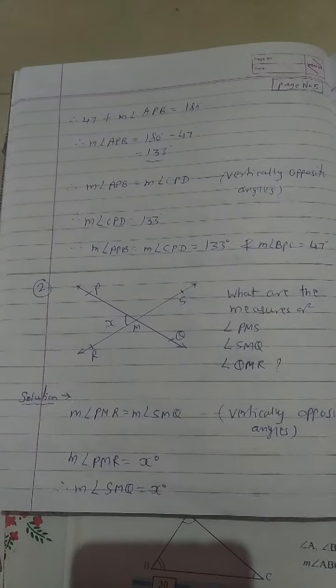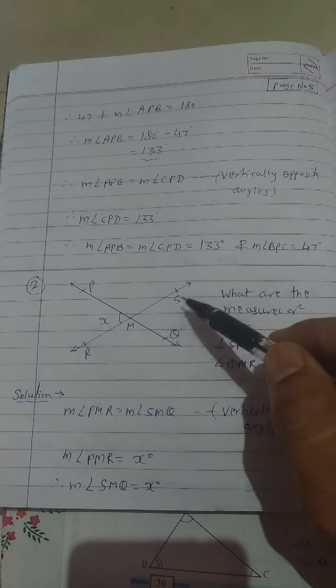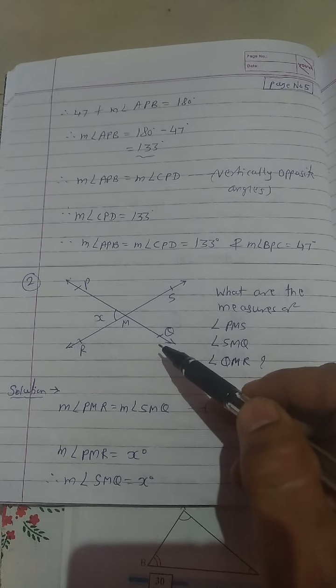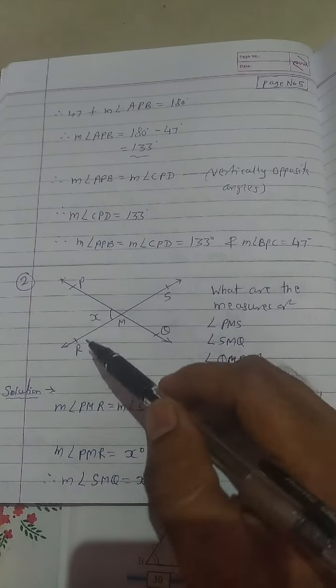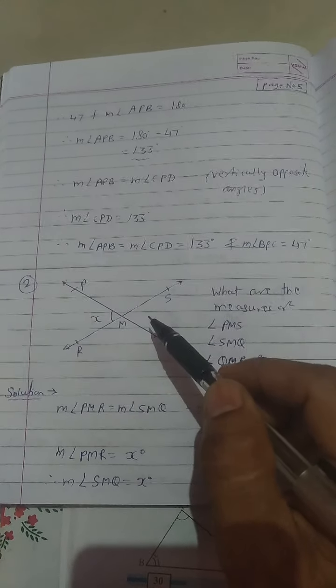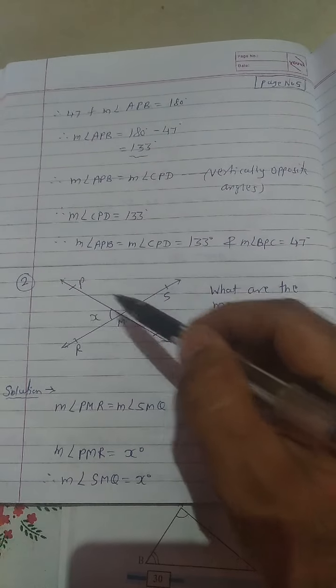Now one more figure is given in the second question also. They are given here angle PMR as X, and you want to find out SMQ, PMS, and RMQ. How to find out? PMR is X, then SMQ is also X. Why? Because they are vertically opposite angles. And now I want to find out the measure of angle PMS.